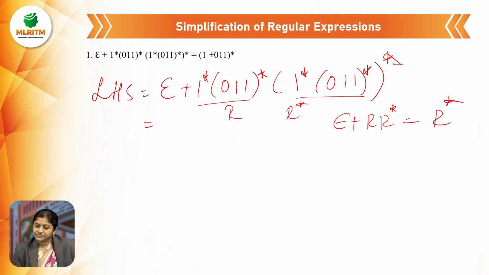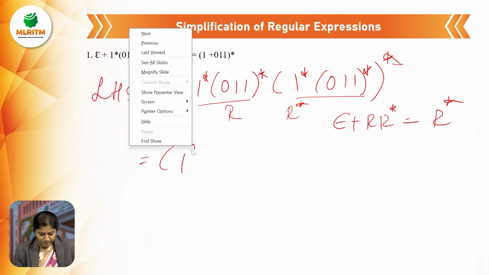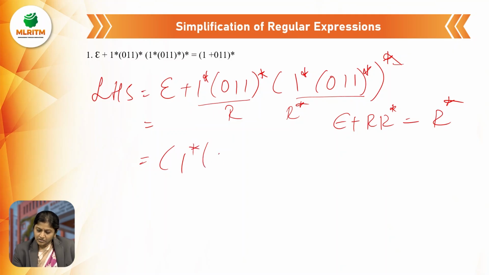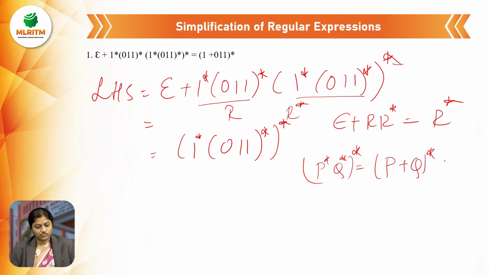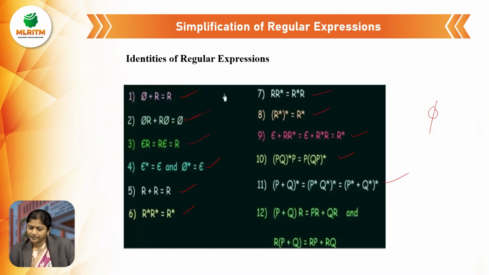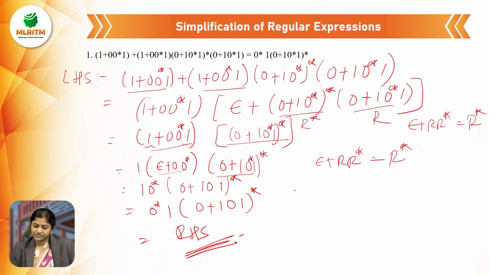Identity. So we can use this as R star, that is 1 star 0 1 1 star whole star. This is R star we have taken now. Next we can take one more identity. What is the other identity? That is P star Q star whole star is equal to P plus Q whole star. Just check the identity. See here, P star Q star whole star is equal to P plus Q whole star. Okay, we can use this in that form.